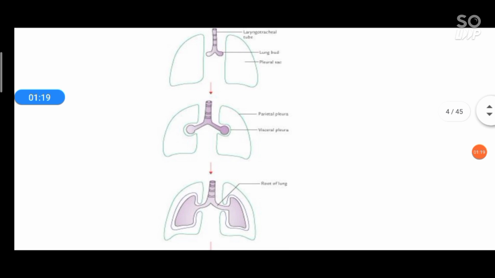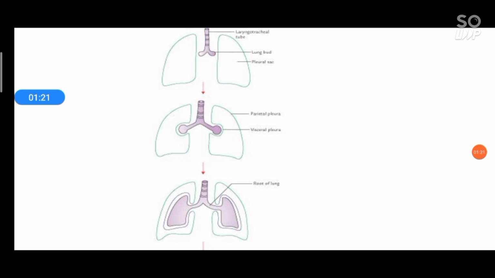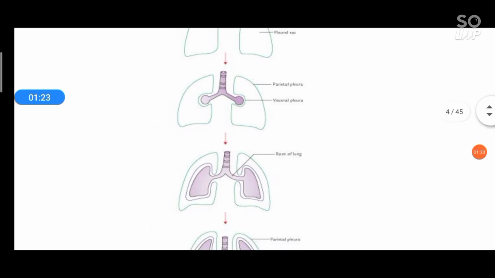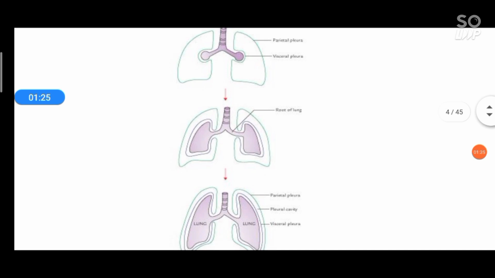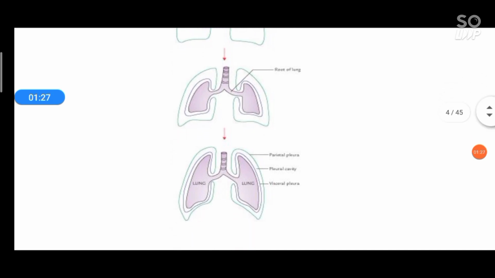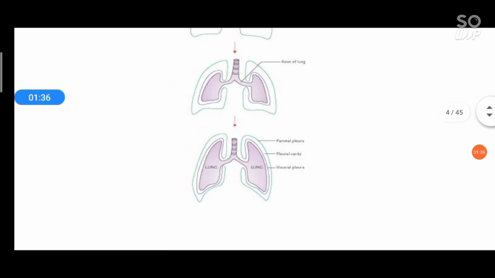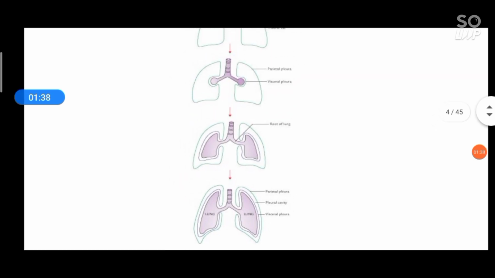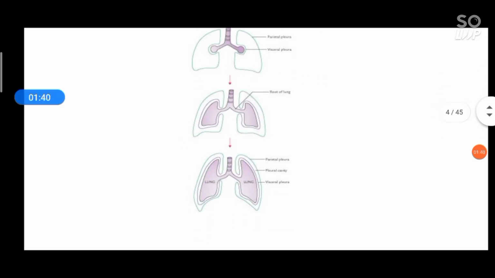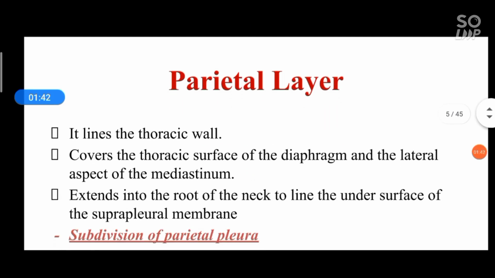You can see here the complete formation of the lung, and in between the visceral and parietal pleura there is a pleural cavity in which pleural fluid is present, which prevents friction between the two layers during the movement of respiration. So embryologically, you can see the development.